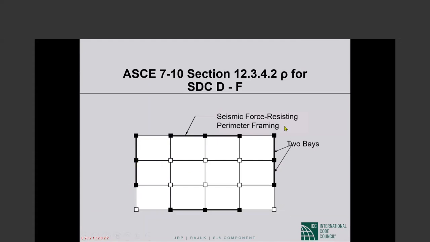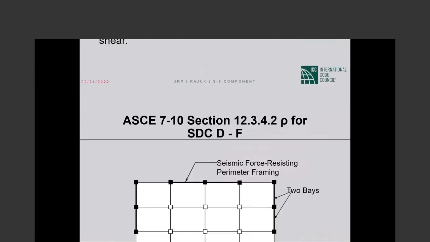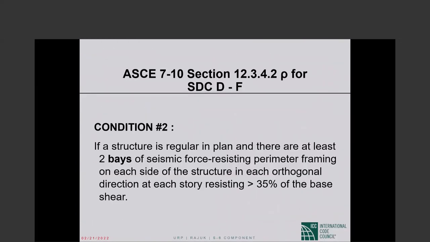Two bays in this direction, 2 bays in the orthogonal direction. So 2 bays of perimeter framing in each orthogonal direction, and the 2 bays will have to be 1 on each face, not in the middle. Okay, so it is exactly as shown in the picture. I'll read it now. It should be understandable.